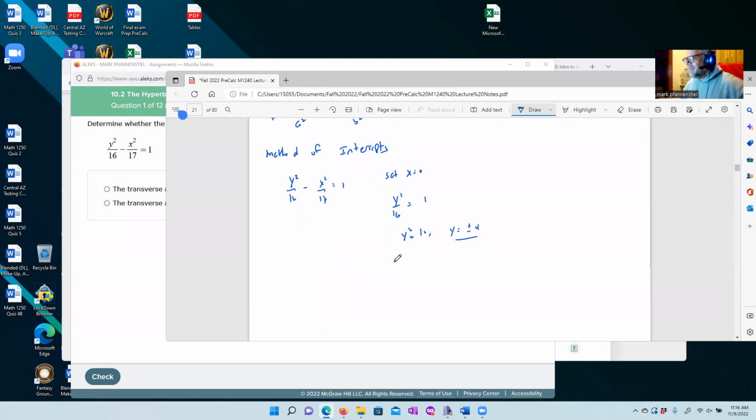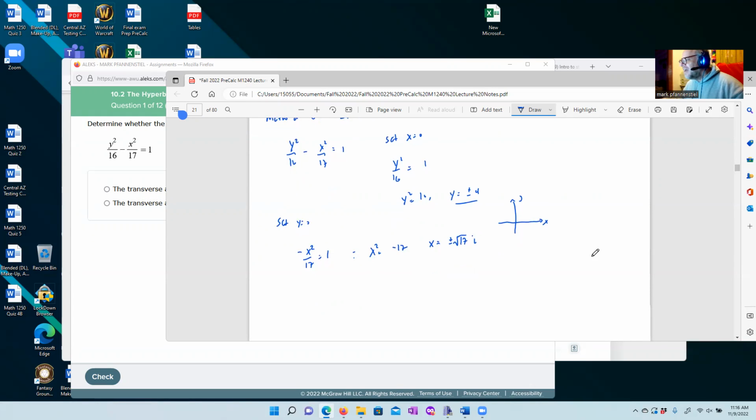Now if I swap them and set y equal to 0, we have negative x squared over 17 equals 1. So x squared equals negative 17, at which point we say x equals plus or minus root 17i. Well, can we graph that when we're looking at x's and y's? If you took the trig part of this, then you know there is a coordinate system where we use real and imaginary. It's the complex plane.